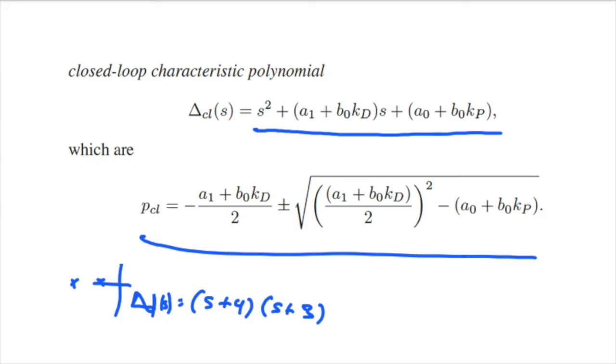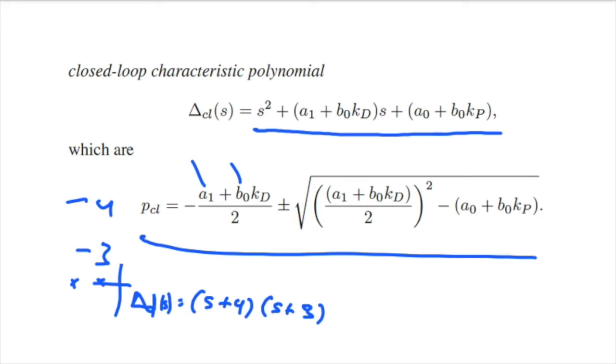So now you can compare one pole equals -4 and one pole equals -3. The values of A1 and B0 are given to you. Now, two equations, two unknowns, you can solve for Kp and Kd. So you've got your gains, which will place the eigenvalues of the closed loop transfer function at -4 and -3, right?